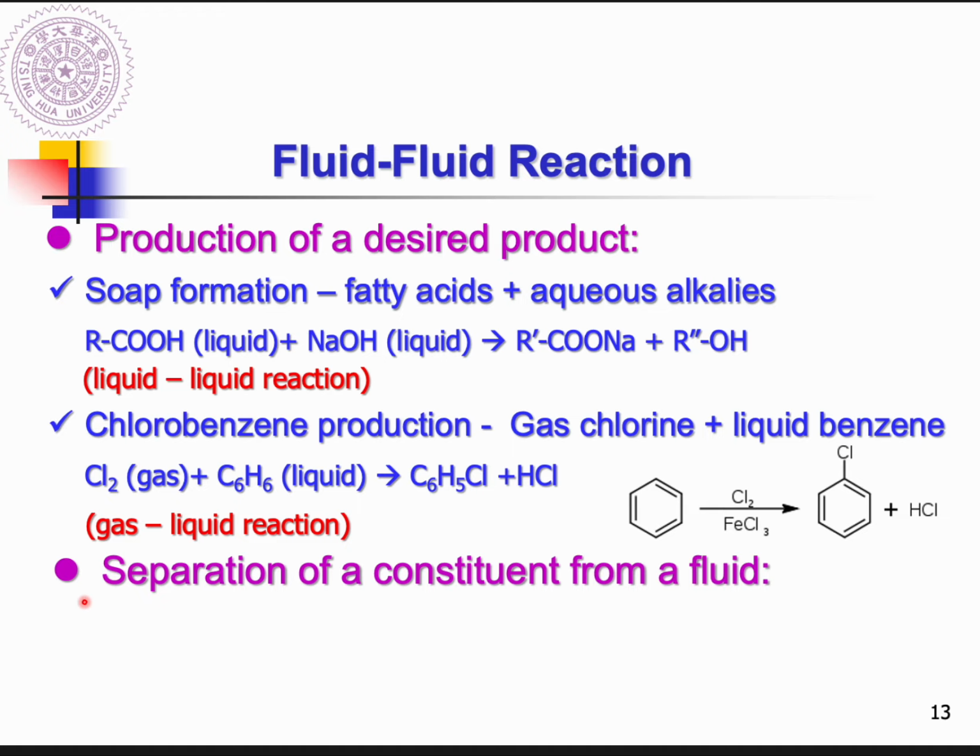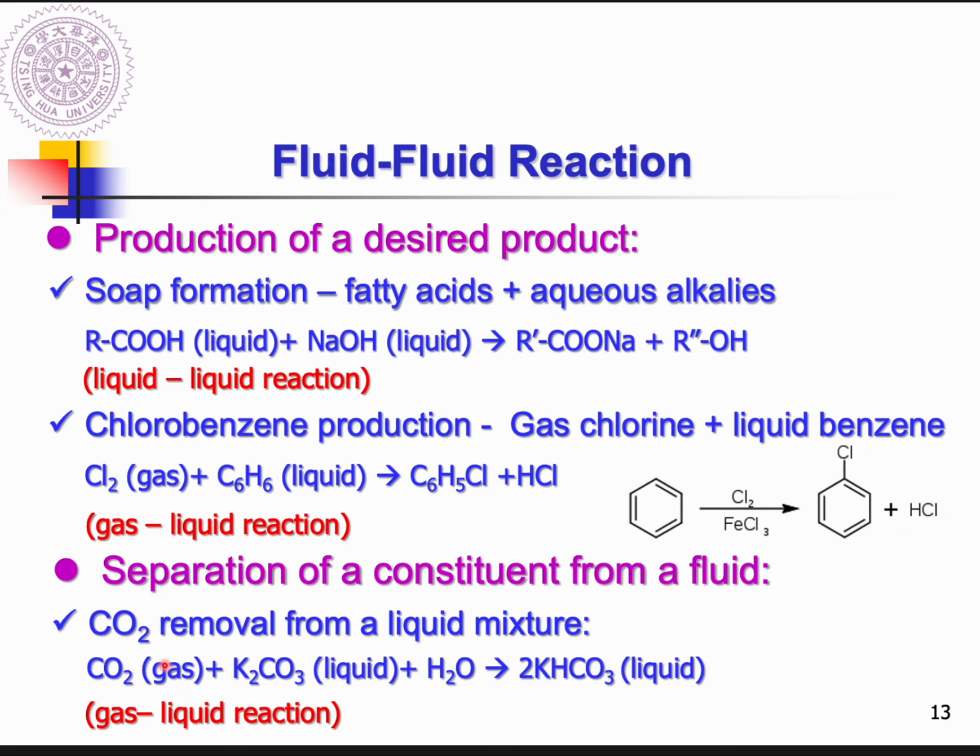And the second part is probably you want to separate one compound from a mixture. So the example here is you want to remove the carbon dioxide from a liquid mixture. So you are going to use the potassium carbonate to remove the gas carbon dioxide, and you will generate the liquid form.